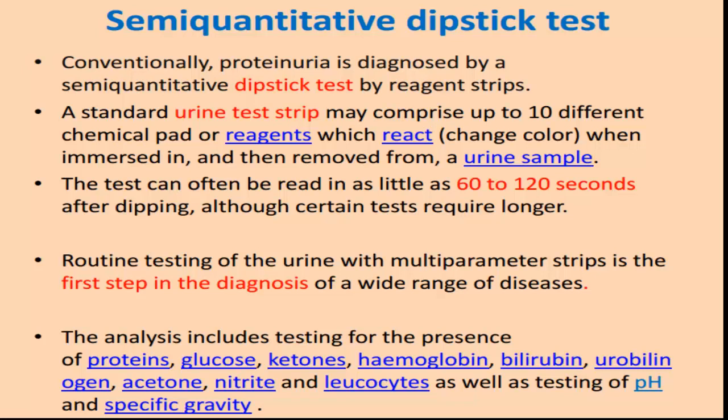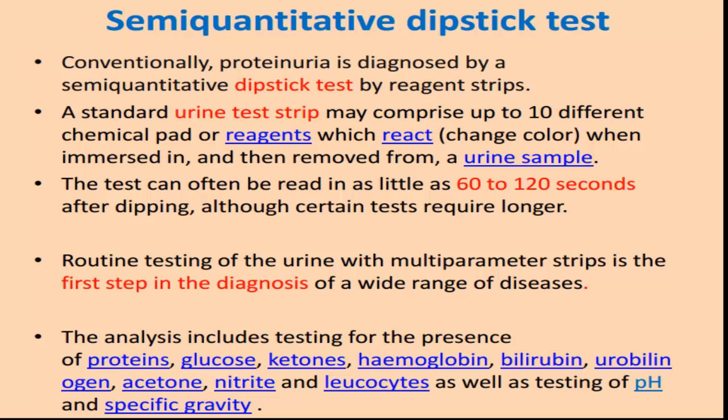Conventionally and most commonly, proteinuria is diagnosed by a semi-quantitative dipstick test. A standard urine test strip may comprise up to 10 different chemical pairs or reagents which react with components in urine and thus change color when immersed in and then removed from a urine sample. The test can often be read in as little as 60 to 120 seconds after dipping, although certain tests require longer time.